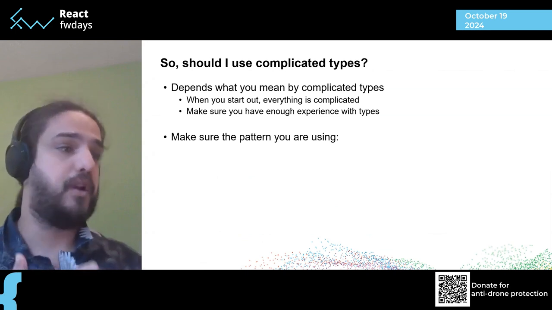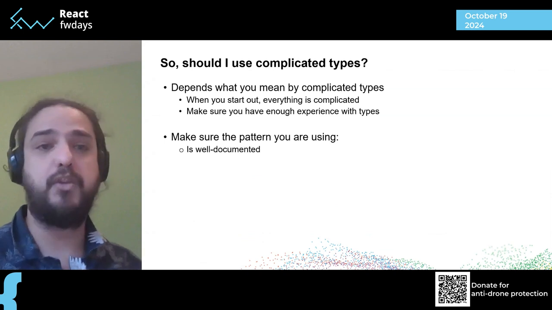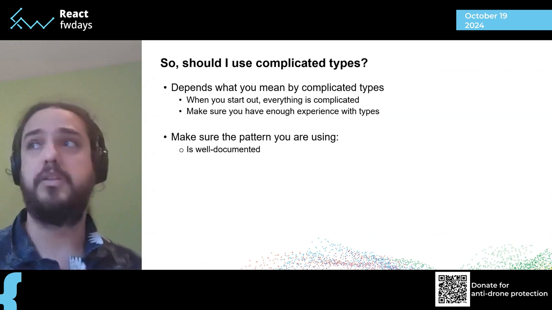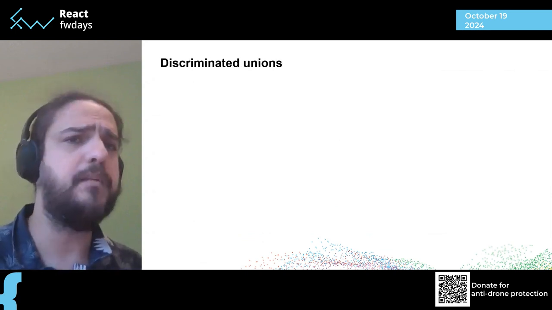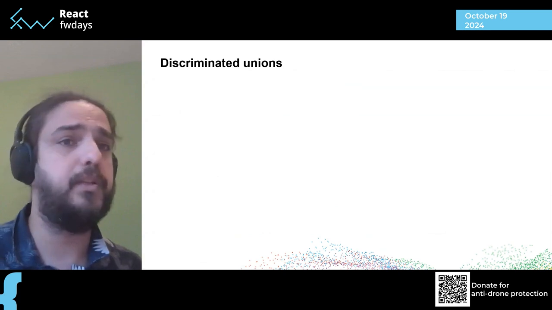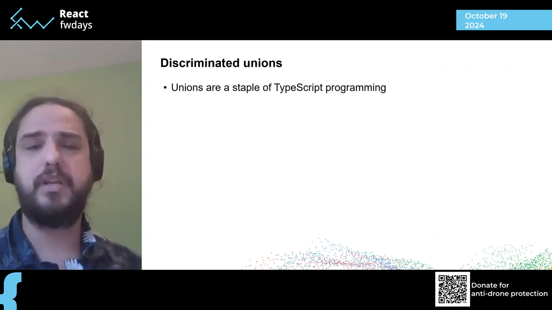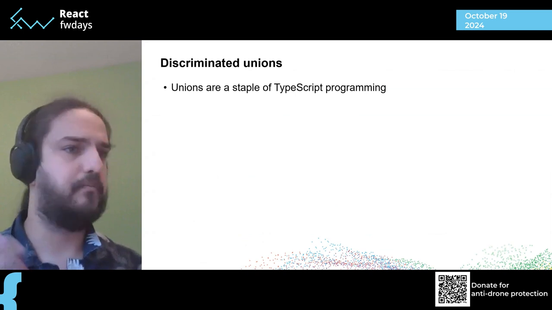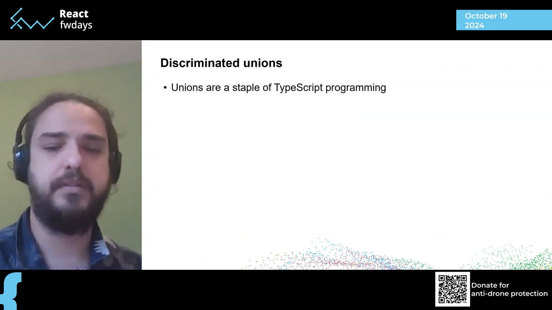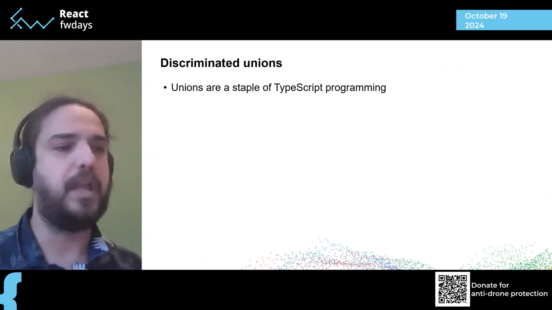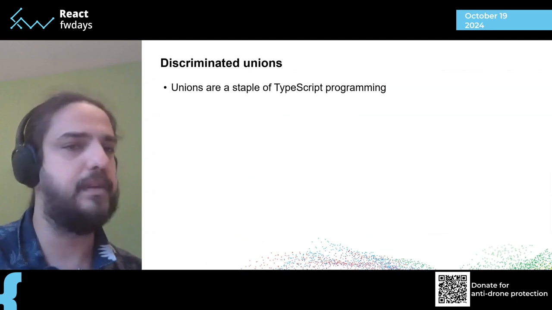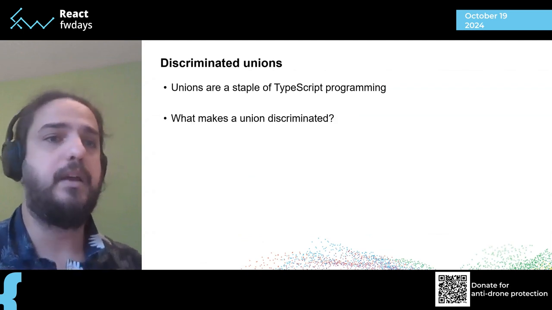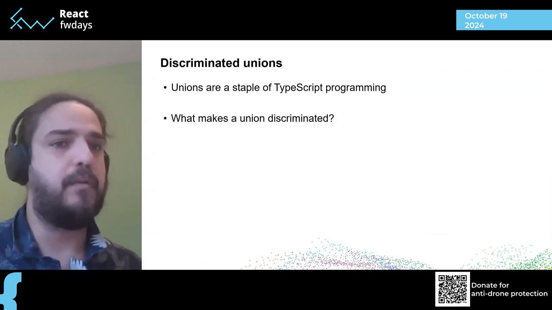So for example, if you're trying to do something, first of all, make sure you're using a pattern that is well documented. For example, one such pattern would be discriminated unions. Now, I think people should kind of already be familiar with unions. I'm hoping everyone here is, because they're a staple of TypeScript programming. You can't really do anything without having seen a union in TypeScript. Now, discriminated unions might be something you haven't heard of.